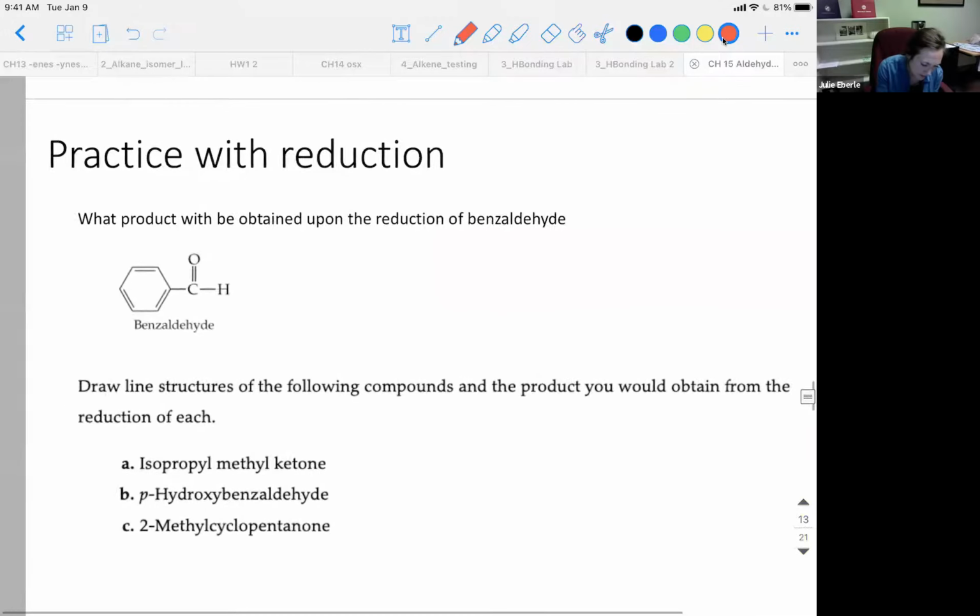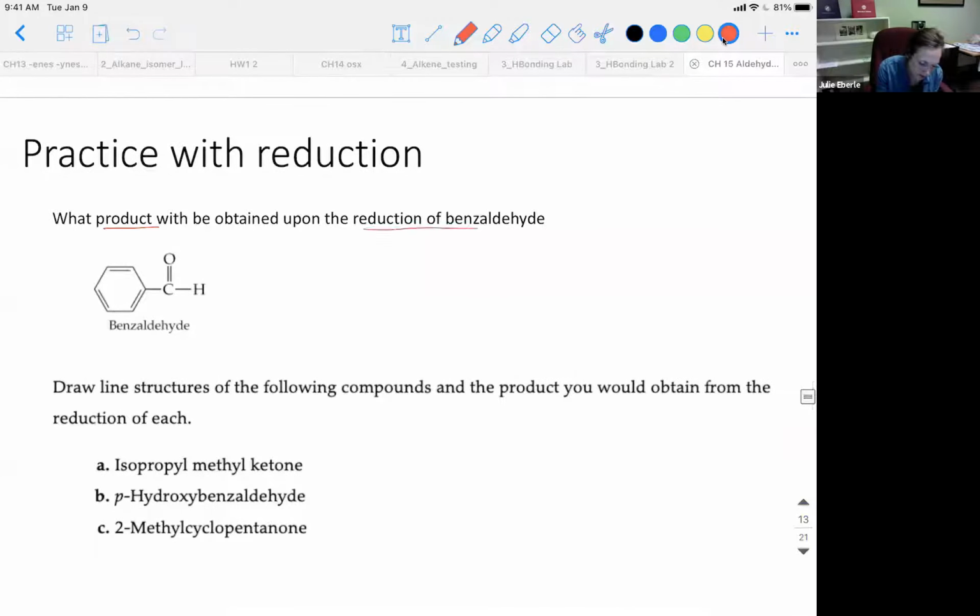Okay, let's practice this. What product would be obtained if we reduce benzaldehyde here? So we have an aldehyde and we're going to reduce it. On an exam, it might look like this. I might say we have some sort of reducing agent, or I could say H2, something like that. We're adding hydrogen somehow. We're increasing the number of carbon-hydrogen bonds. So this is an aldehyde. I want you to draw the product.